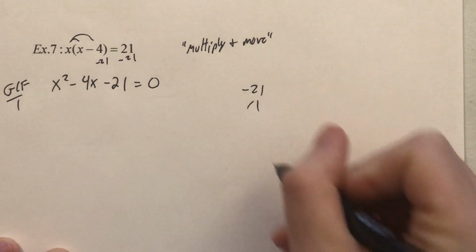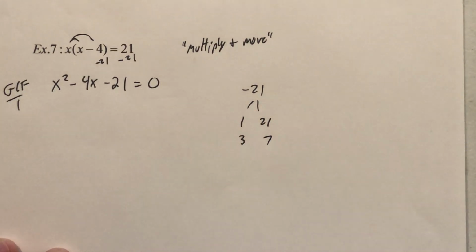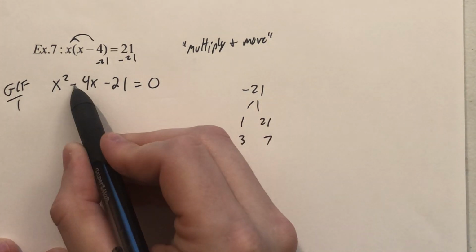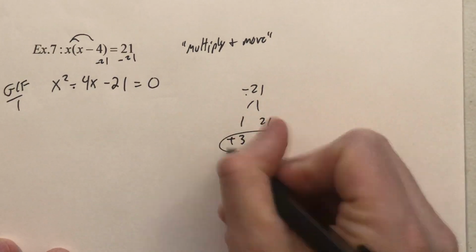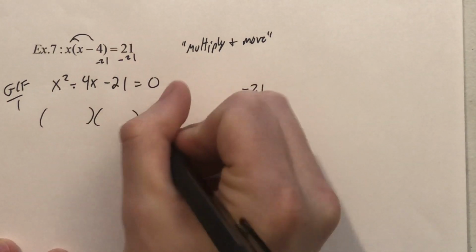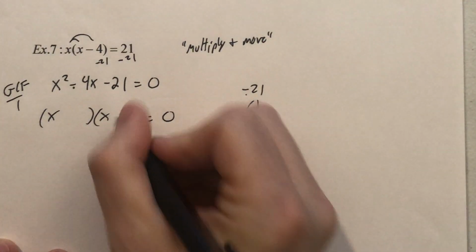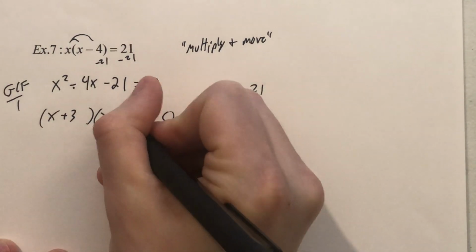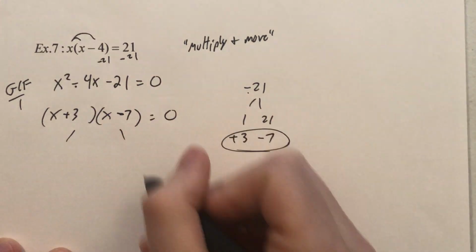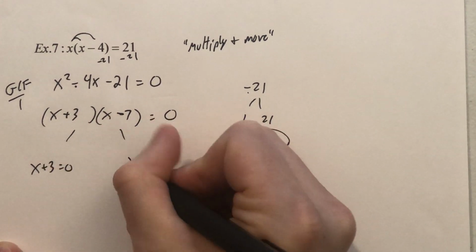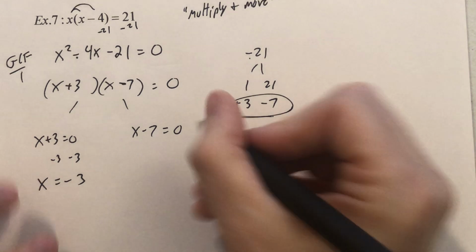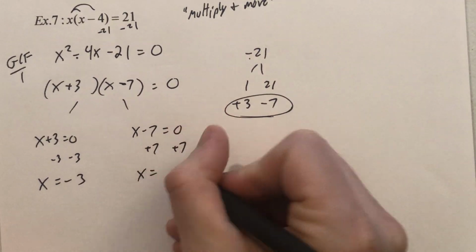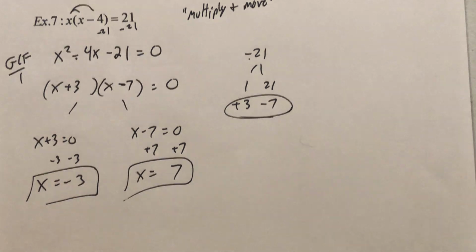Now it's the number game time. Numbers that multiply to 21 would be 1 and 21 and 3 and 7. To be a -21 and a -4, that tells me opposite sign. That tells me negative's the bigger number. There we go. And so binomials that start with x's with a +3 and a -7. Then you can set those up as their own individual equations. Get -3 there. Get +7 there. And our 2 solutions.